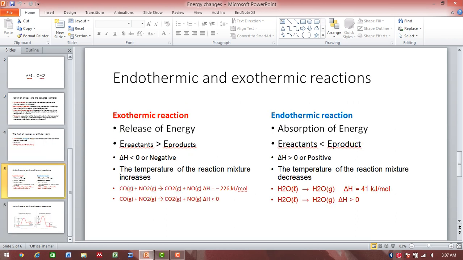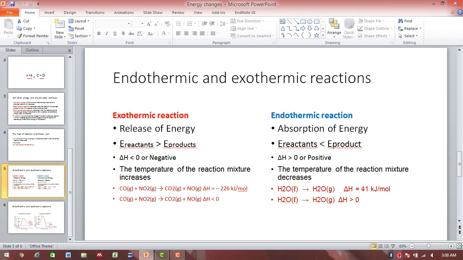Now we also have the two familiar concepts, that is called endothermic and exothermic reaction. To differentiate between the two, I always tell my students that if you go to the word exothermic, exo means outside, it means to release. While endo means inside, it means to absorb. Therefore I will say the exothermic reaction is the release of energy, while the endothermic reaction is the absorption of energy.